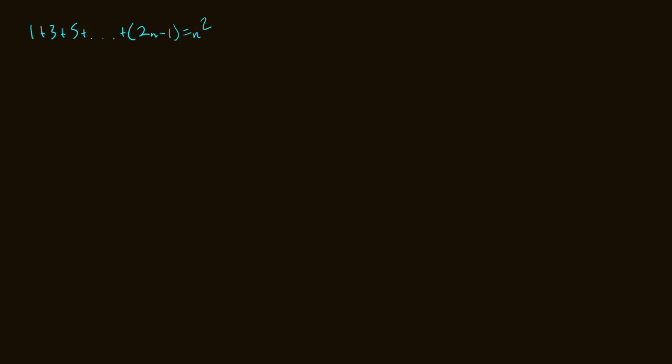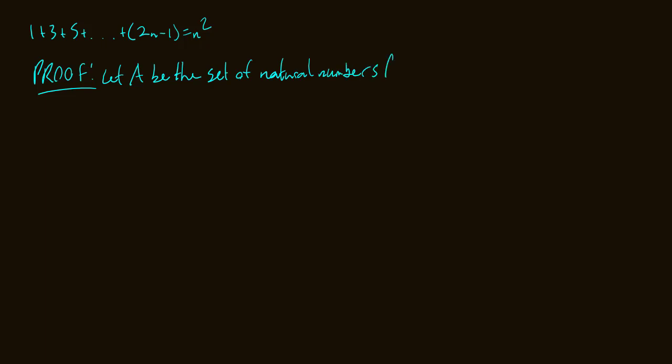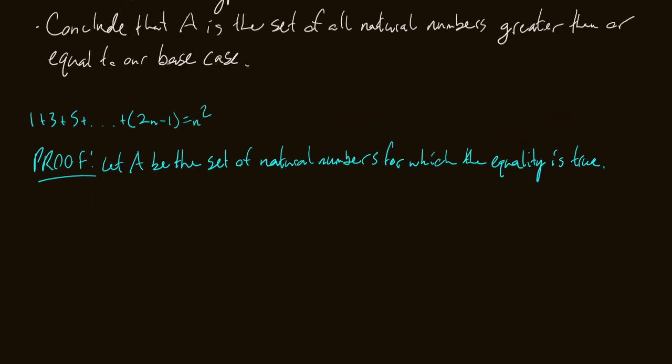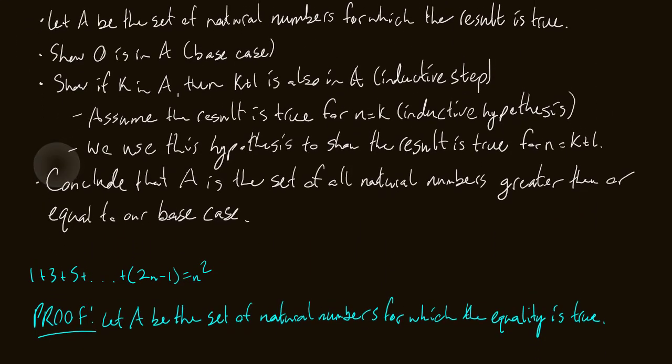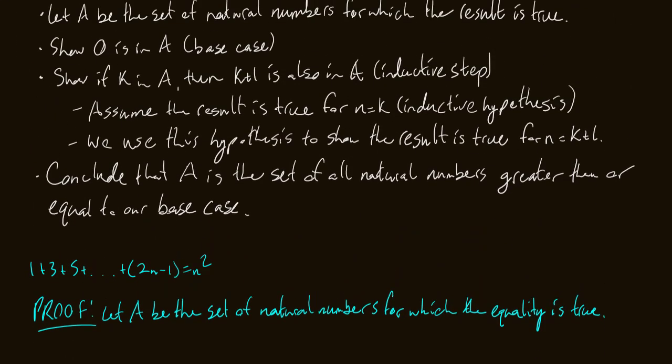And now here's what my proof is going to be. We're going to literally do this step by step. We're going to say, okay, let A be the set of natural numbers for which the equality is true, right? That comes directly from what I wrote. This is exactly what I said would be the first step of a proof by induction: A be the set of natural numbers for which the result is true. So what's our next step?